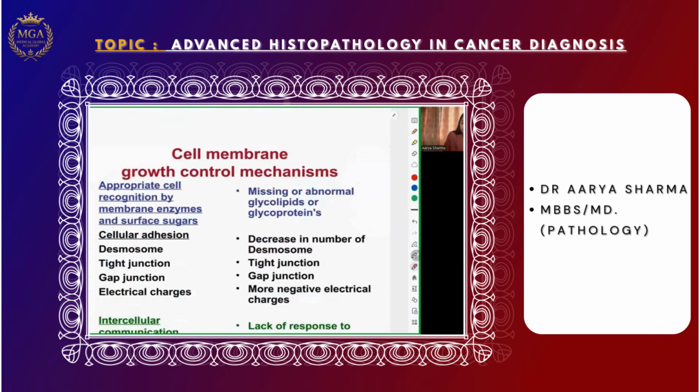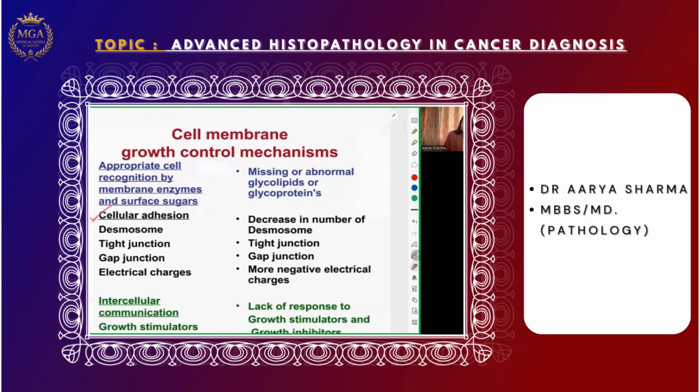So, appropriate cell recognition by membrane enzymes and the surface sugars. Like you have read in your 11th or 12th when you were taking biology, you have something called the cell membrane, right? In that cell membrane, you have certain enzymes and certain sugar molecules. Then you have cellular adhesion. What is adhesion? Adhesion means sticking to something, right? Desmosomes, tight junction, gap junction, and electrical charges.